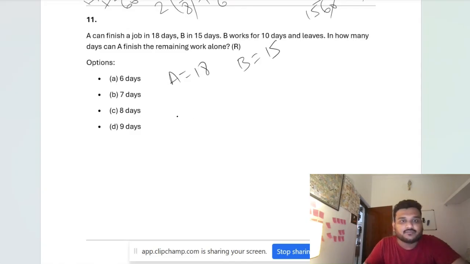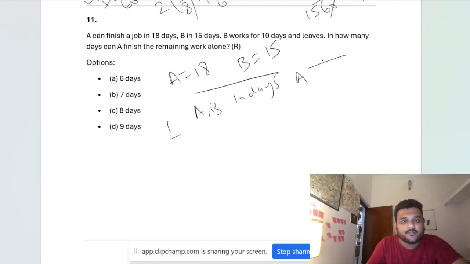A and B, they are both working, and then after 10 days, B leaves. So it's only A completing. So in how many days will A finish the remaining work? So let's say in the next days A completes the remaining work. So A and B together, let's quickly find out how much they do in a day.